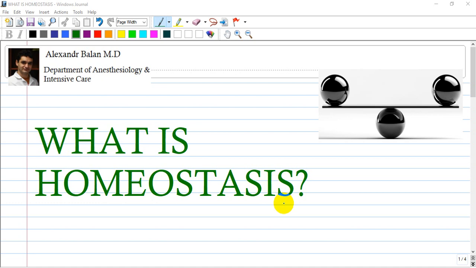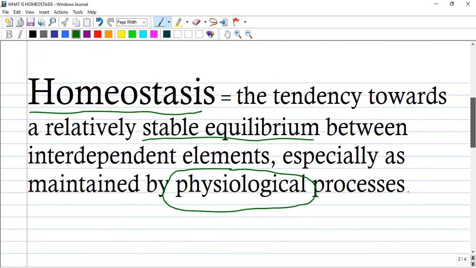But just before we go to the next slides, I want to tell you that when I hear the word homeostasis, in my mind the following words are playing: equilibrium, balance and between. So let's go to the next slide and read the official definition of homeostasis: the tendency towards a relatively stable equilibrium between interdependent elements, especially as maintained by physiological processes.